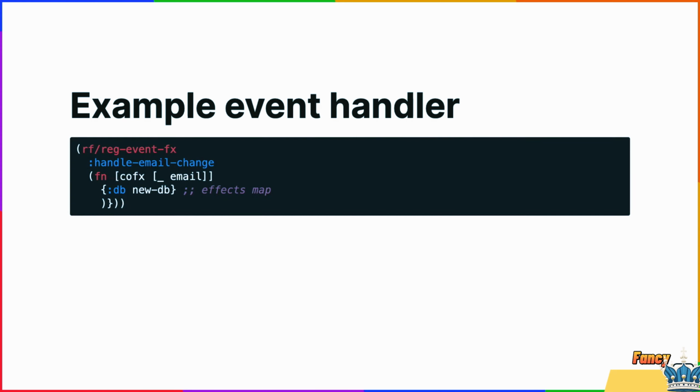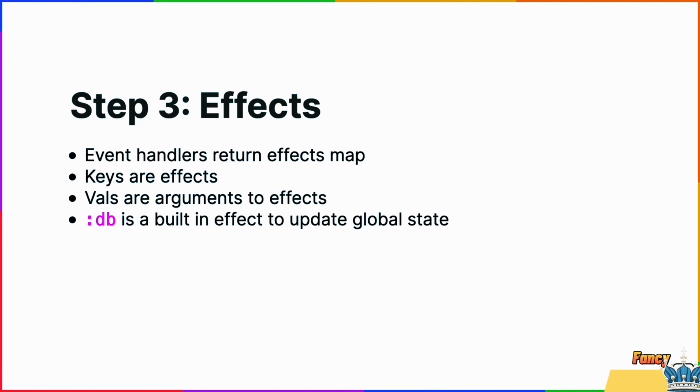In our example, we want the state of the app to change and reflect the latest value of the input. That is, we want our app-db to change to a new-db. We destructured the event to pull out the email and return the map with key db and value new-db, which we will define soon. All event handlers are required to return a map. The keys of the map are effects we want to run, and the values are the arguments to that effect. The keyword db is a built-in effect that changes the value of the global app-db.